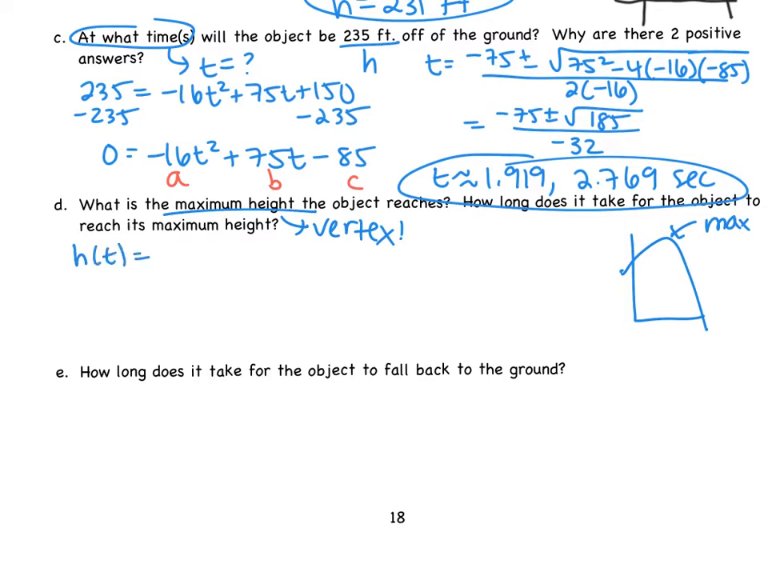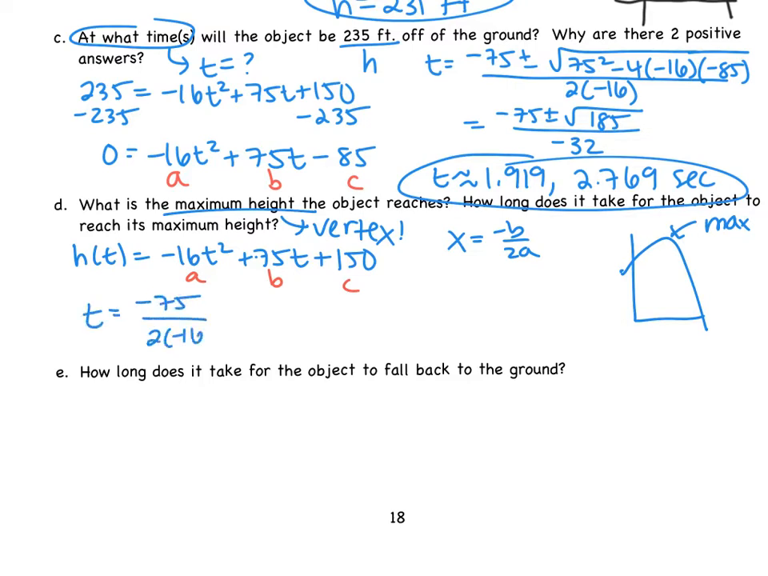Let's remember our vertical motion equation. So it's that negative 16t squared, add 75t, add 150. Make sure you go back to the original model. We're looking for the vertex. As a reminder, x is negative b over 2a. X in this case, I really mean t. So again, here's our a, b, and our c. So t is going to be negative b over 2 times a, which ends up being 2.34375.